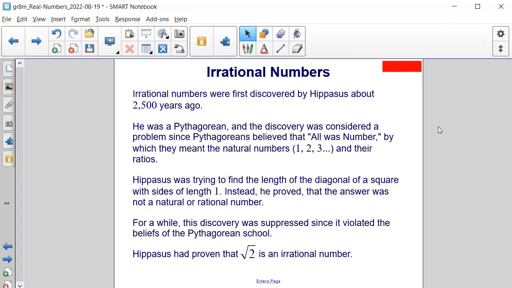Hippasus was trying to find the length of a diagonal of a square with sides of length 1. Instead, he proved that the answer was not a natural or a rational number. For a while, this discovery was suppressed since it violated the beliefs of the Pythagorean school. But Hippasus had proven that the square root of 2 is indeed an irrational number.